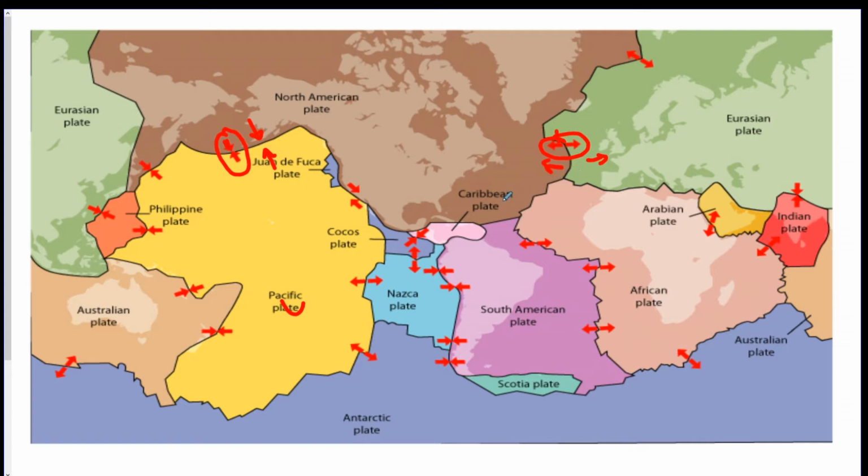So depending on if they're moving towards, moving away, or moving past each other, just scraping the sides of each other, you're going to have a different feature at those spots because of the way it's moving. And this is around all the edges of all the plates. You're going to have one of these features.